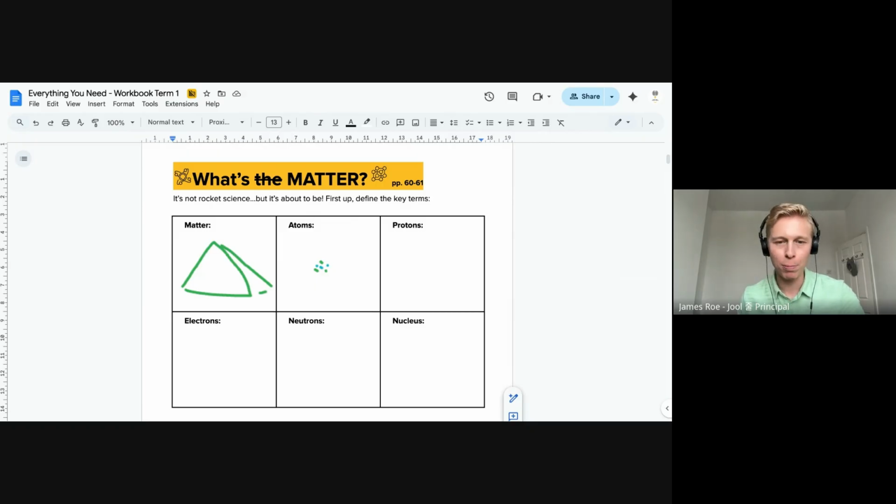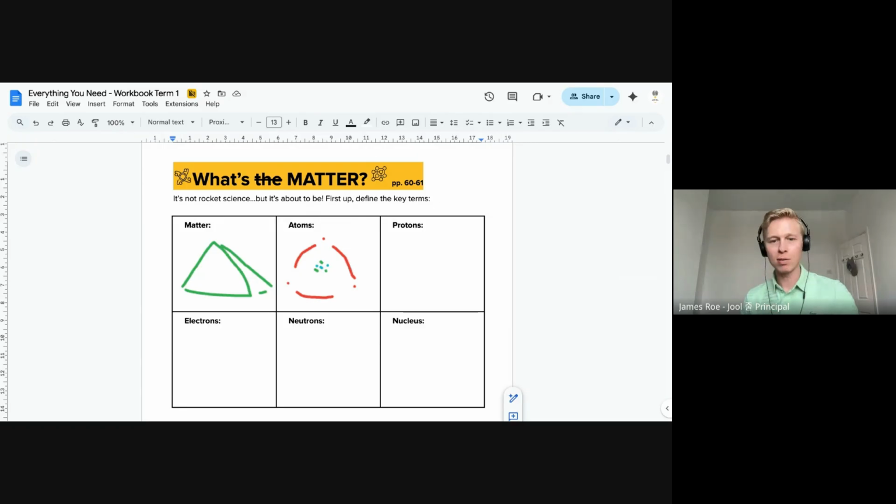So we have protons, which are positive. We have neutrons, which are neutral. And in a very simplistic way, we have these negatively charged electrons circling around the outside. So when we have these things all together, it starts to look like the standard model of an atom: protons and neutrons in the nucleus, which is the center, and then the electrons swirling around.